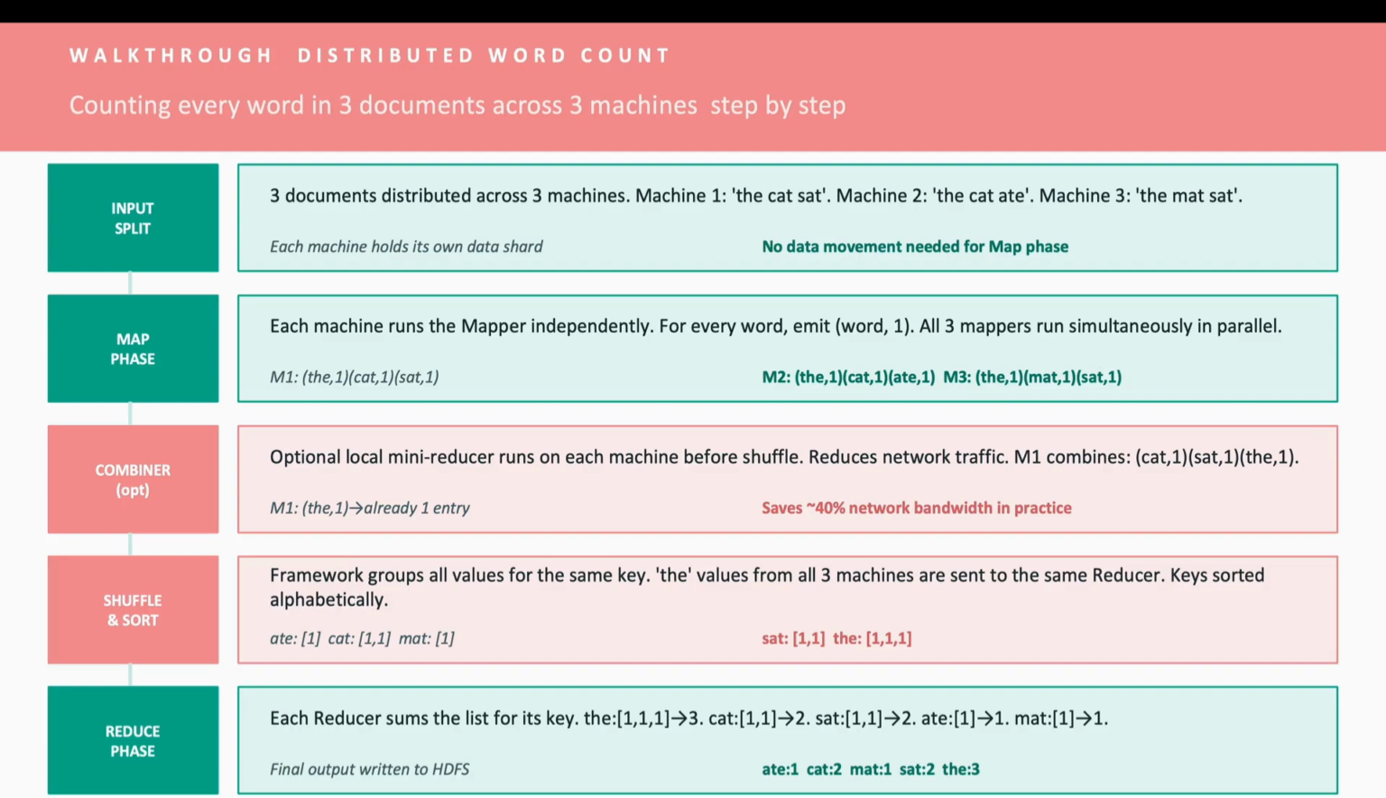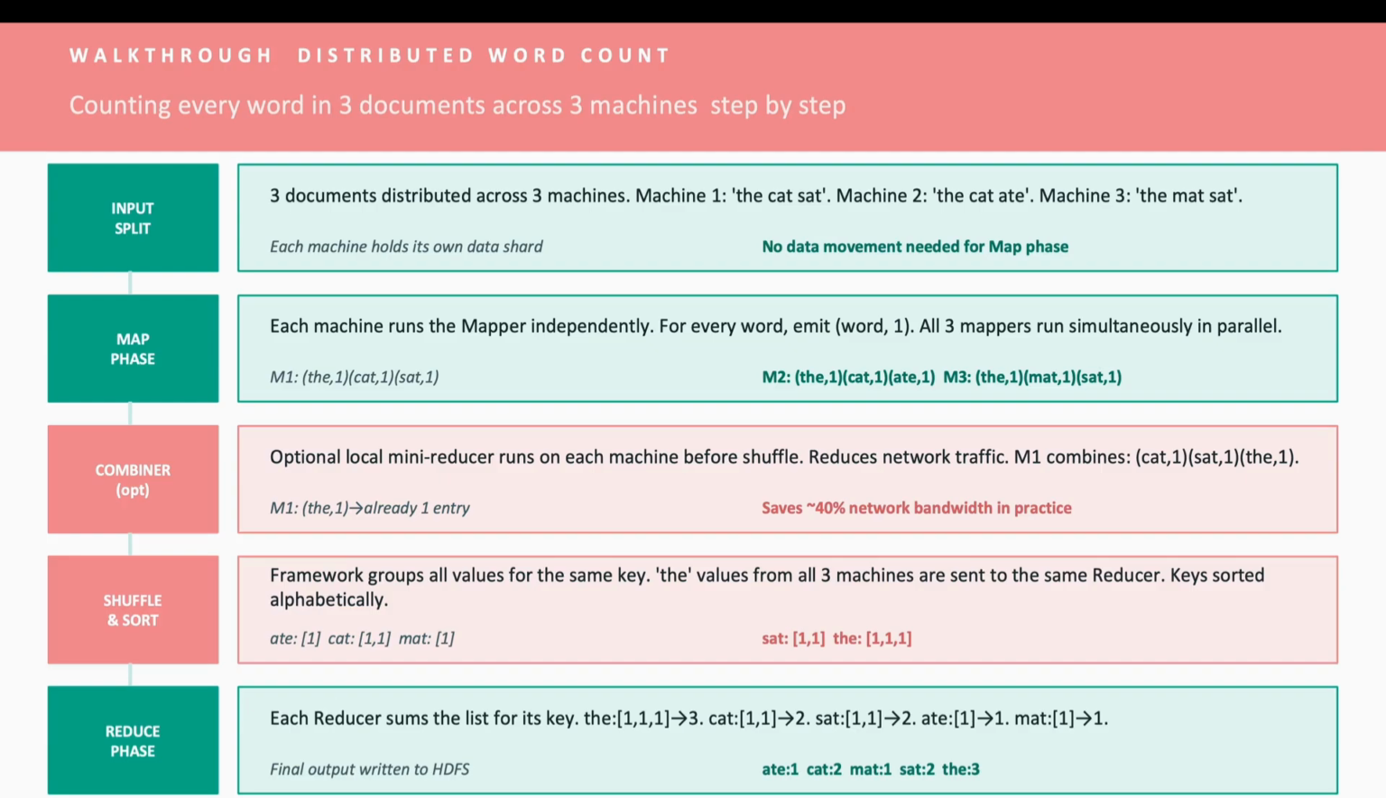Map phase: each machine runs the mapper independently and in parallel. Machine 1 emits (the, 1), (cat, 1), (sat, 1), machine 2 emits (the, 1), (cat, 1), (ate, 1), etc. So all 3 mappers run at the same time, no waiting.